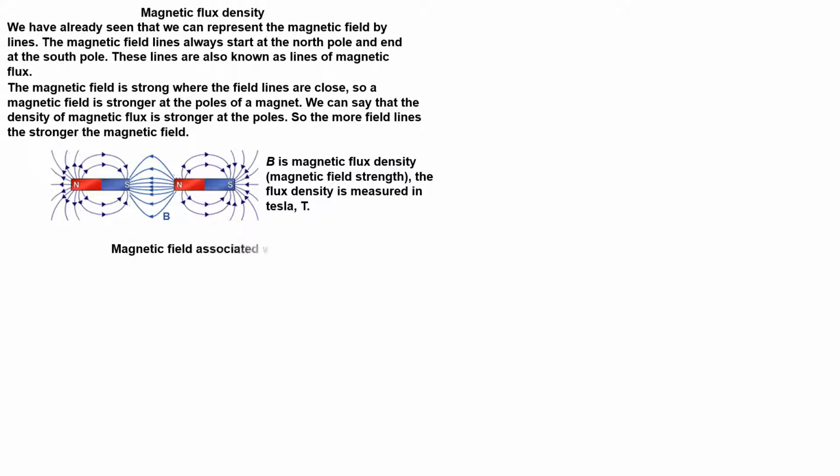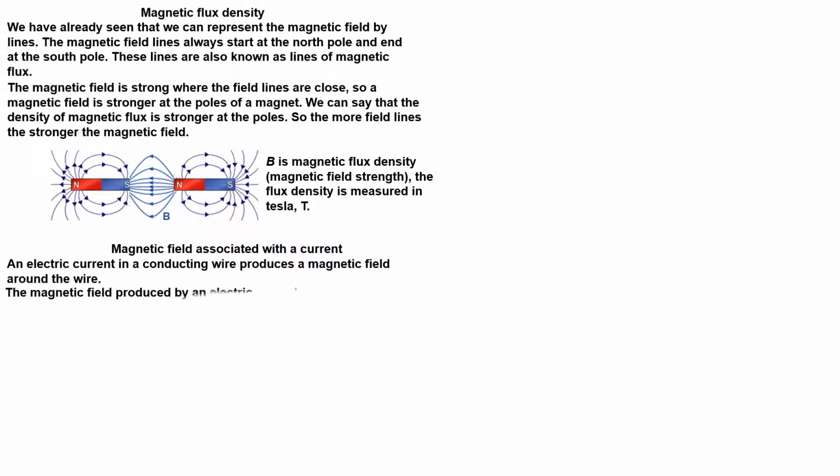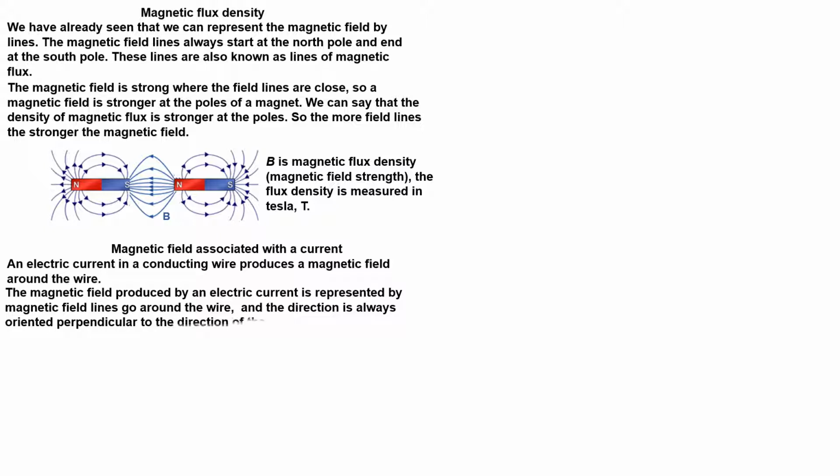Magnetic field associated with a current. An electric current in a conducting wire produces a magnetic field around the wire. The magnetic field produced by an electric current is represented by magnetic field lines that go around the wire, and the direction is always oriented perpendicular to the direction of the current flow. Look at the diagram.